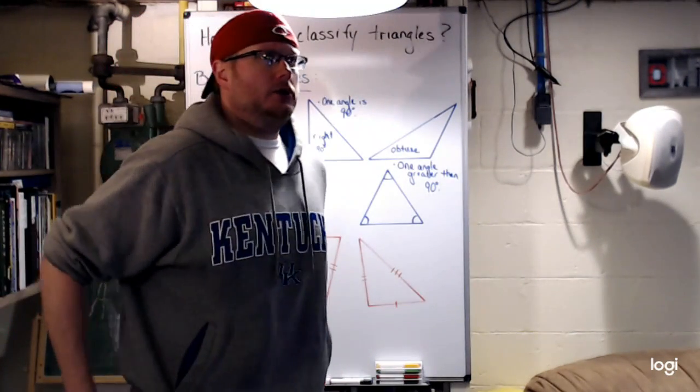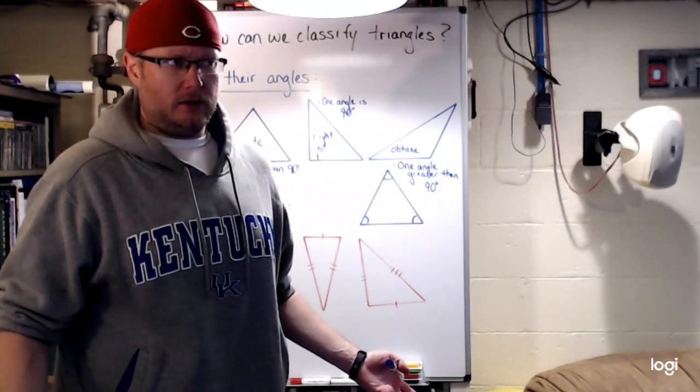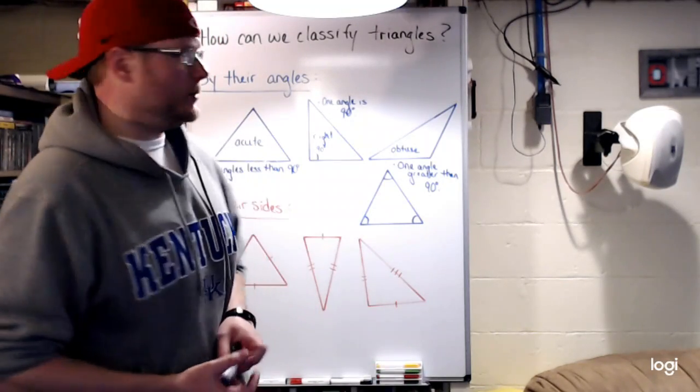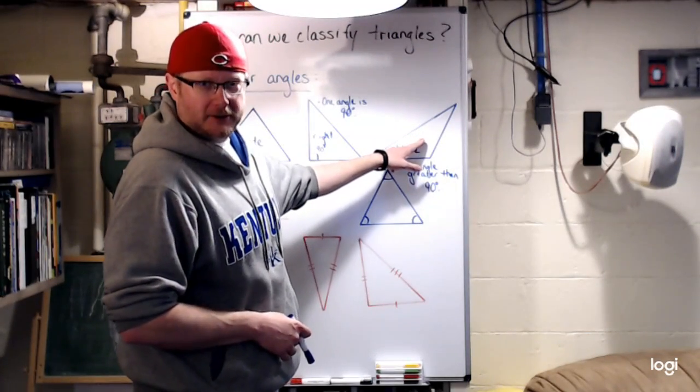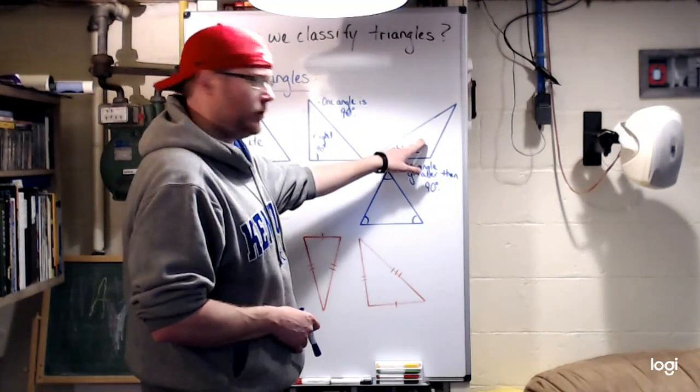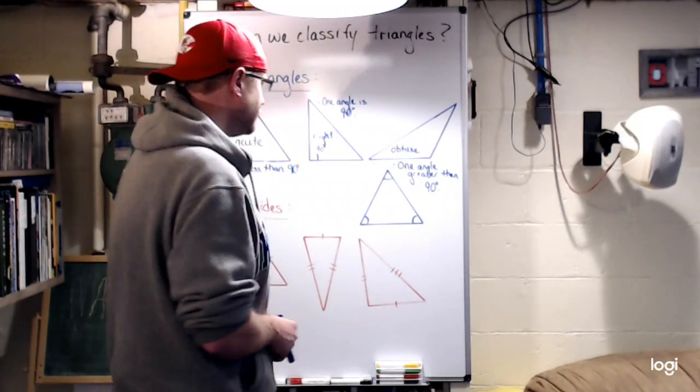Of course, you couldn't have a triangle with two obtuse angles in it because the other two sides wouldn't connect. That just doesn't make any sense. So if someone ever said more than one angle is more than 90 degrees, that would just be impossible, okay?